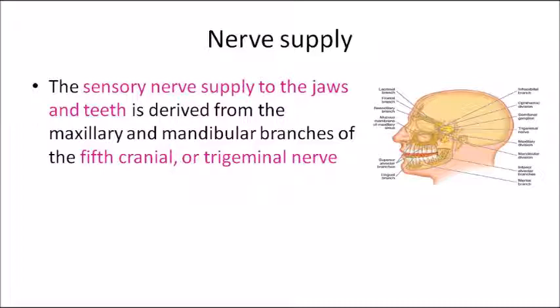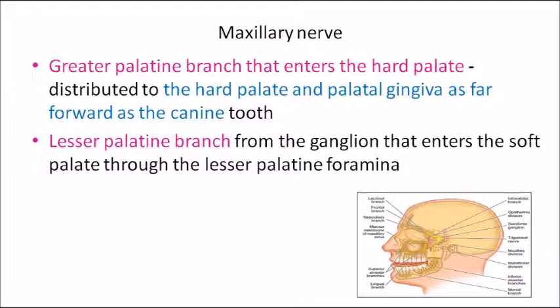Now about the nerve supply. The sensory supply to the jaw and the teeth is derived from the trigeminal nerve, or the fifth cranial nerve, which has maxillary and mandibular branches. The first branch we are discussing is the greater palatine branch of the maxillary nerve, which enters the hard palate and supplies the hard palate and the palatal gingiva as far forward as the canine region.